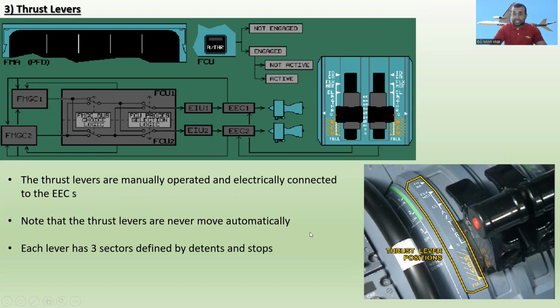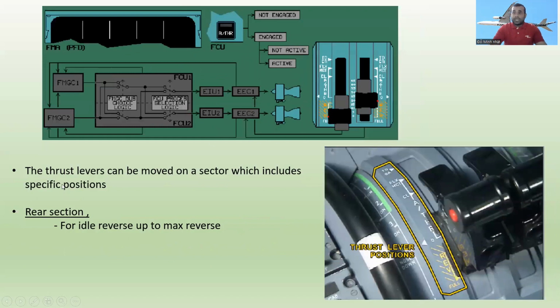Remember this one, the thrust levers never move automatically. Each lever has 3 sectors defined by the detents and stops. Okay, let's talk about the detents. The thrust levers can be moved on a sector which includes specific positions.